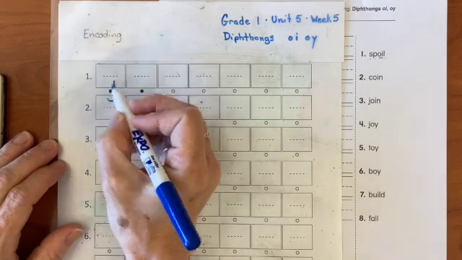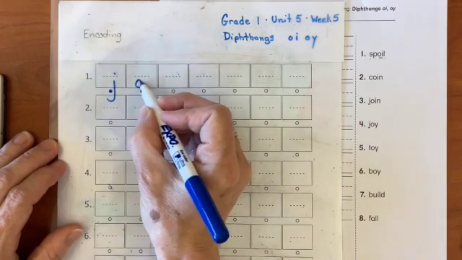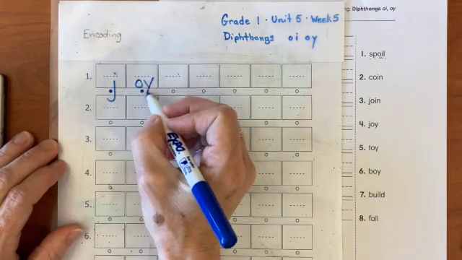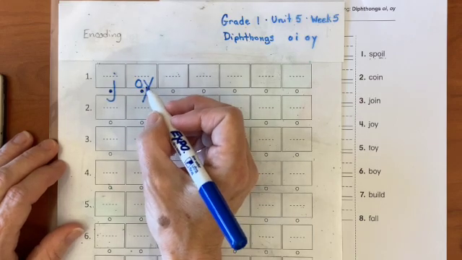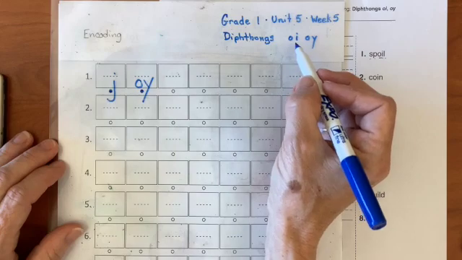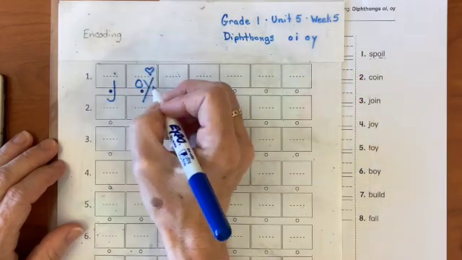So J is a J. And then oi, now this is at the end of a syllable. So we like OY at the end of words or syllables. We would not put OI there. So that might help you remember to use OY in the word joy.